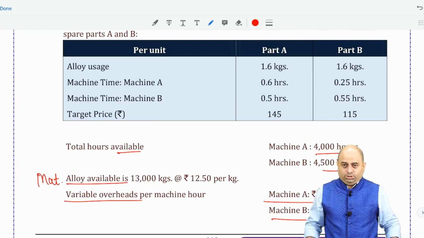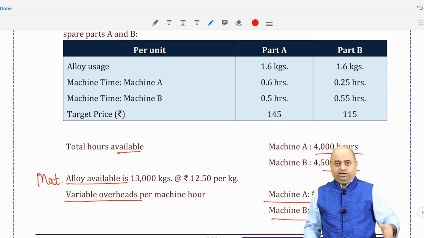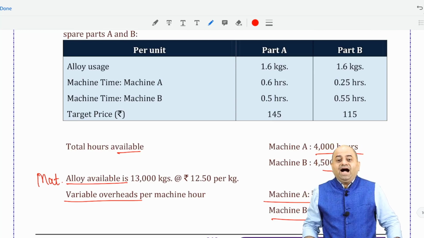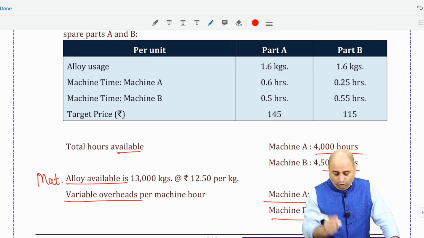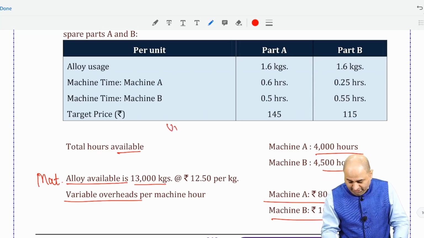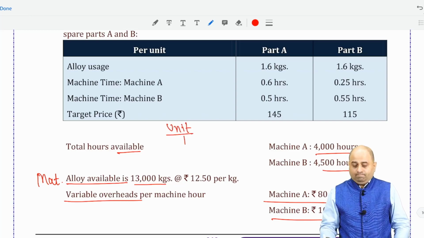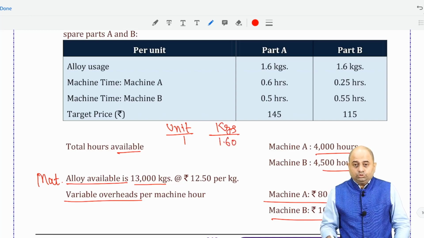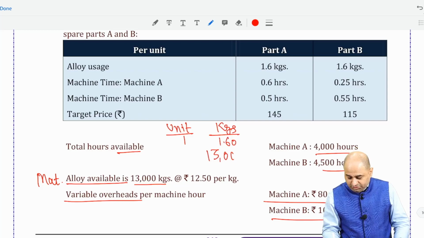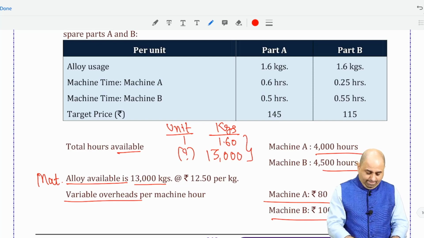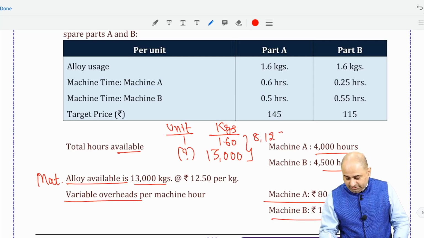Do a simple cross multiplication. For 1 unit, you require 1.6 kgs of material. How many maximum units you can produce from 13,000 kg? So what you do is something like this. For 1 unit, you require 1.6 kgs. So from 13,000 kgs, how many units you can make? 8,125 units.